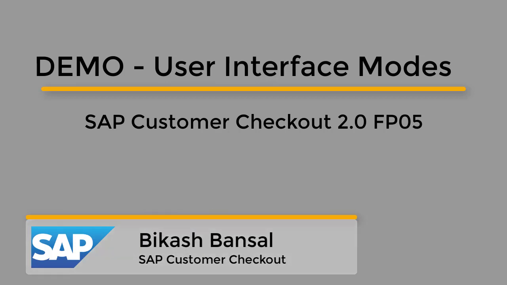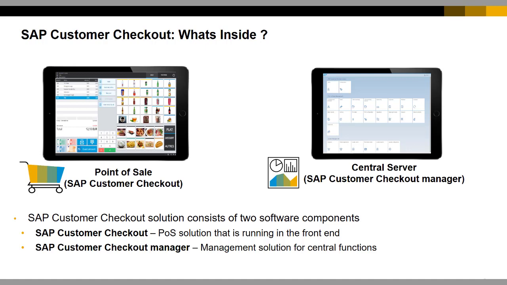Hello everyone, my name is Vikas Bansal and in this video I will show you the different user interface modes of SAP Customer Checkout. SAP Customer Checkout has two software components. The first software component is called SAP Customer Checkout. It is the point of sale component where the sales transactions take place. The second software component is called SAP Customer Checkout Manager. This is a central component to provide you central functions and central control.